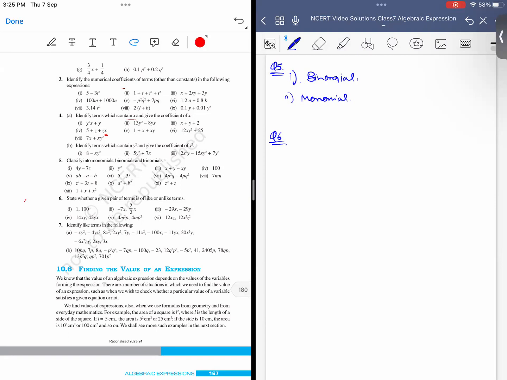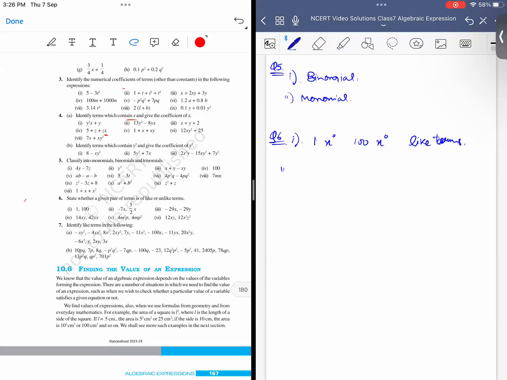State whether the given pair of terms is of like or unlike terms. So 1 and 100, they both are constant terms. So they are like terms, because for their variable factor, 1 can be written as x to the power 0, and 100 also can be written as 100 times x to the power 0. So that means they are like terms. Constants are always like terms.